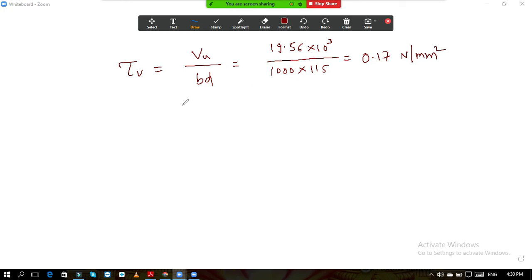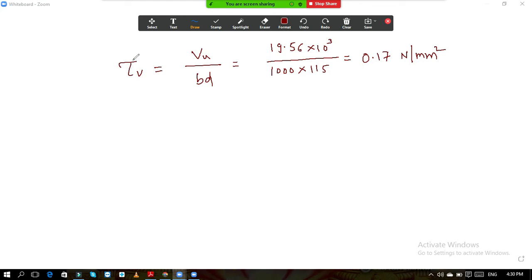Okay, so now this is the nominal shear stress. Nominal shear stress means what? This is the shear stress getting developed in the slab.